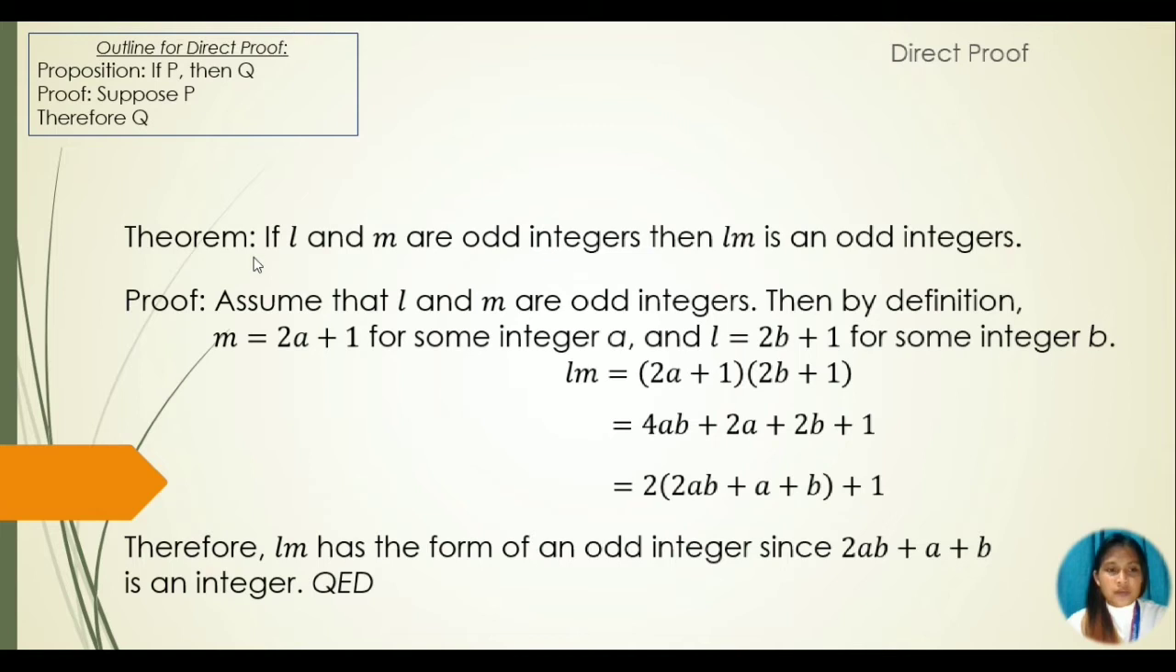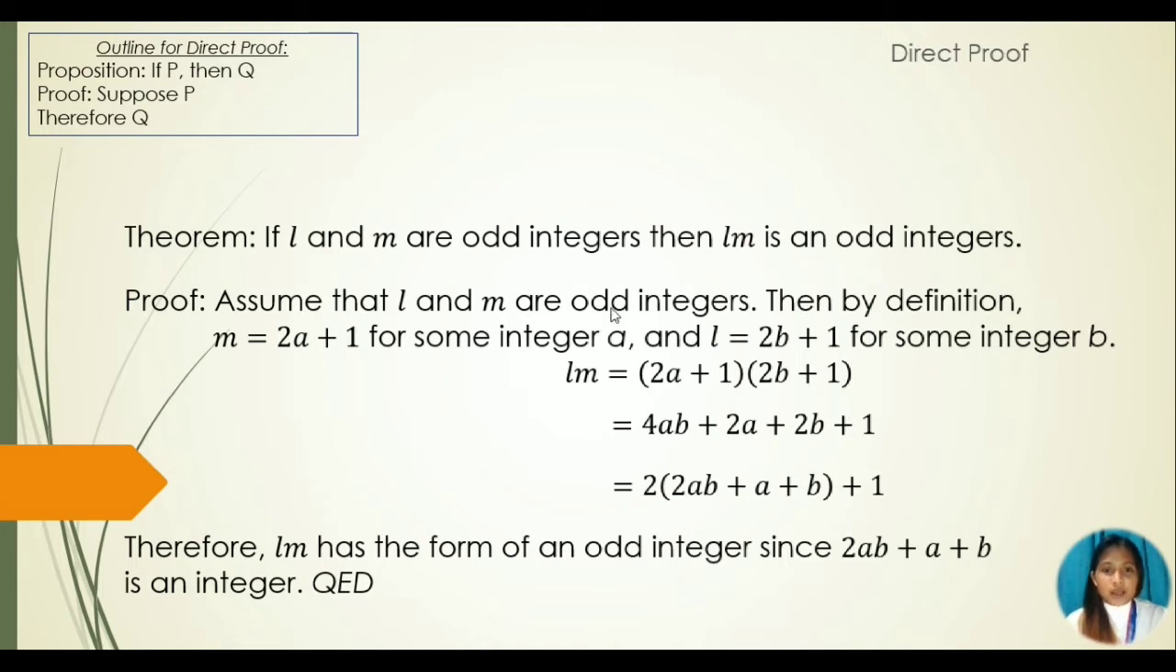So to directly prove it, we'll assume that L and M are odd integers. Then by definition, M is equal to 2a plus 1 for some integer a, and L is equal to 2b plus 1 for some integer b. Remember that we need to use different integers a and b in the definitions of L and M. We will now use this to show that LM is also an odd integer.